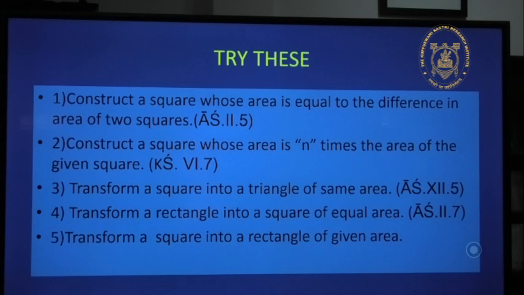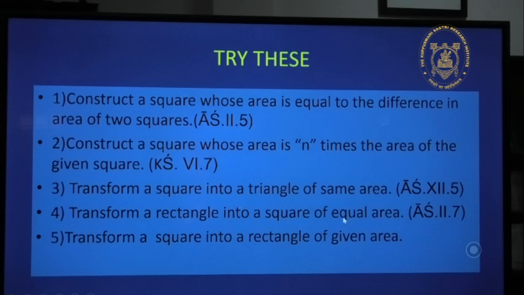And there are wonderful constructions here in Shulba Sutra. I showed you one, to construct a square which is equal in area to the sum of the areas of two other squares. Here you can construct a square whose area is equal to the difference of the areas of two squares. And also construct a square whose area is n times the area of the given square. And transform a square into a triangle of the same area.